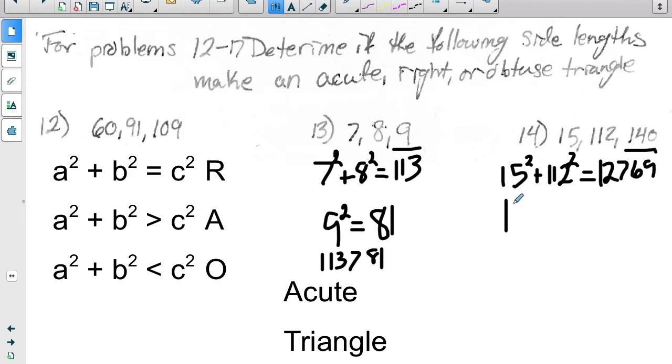Now we also need to figure out what the hypotenuse is. So that would be 140 squared. And again, we can plug this in, so 140 squared would be 19,600.